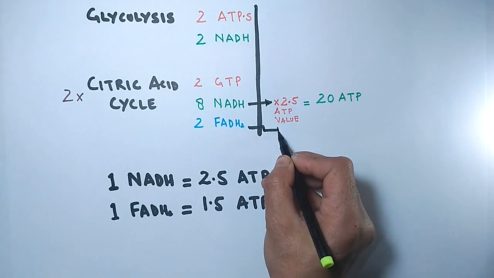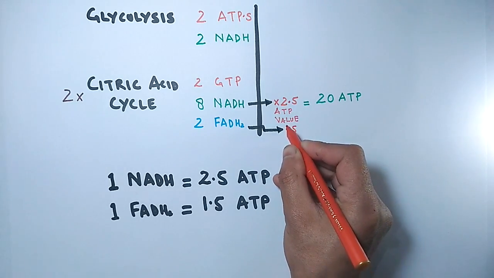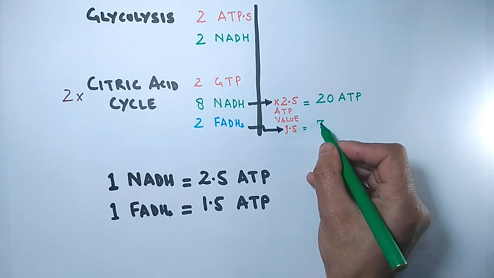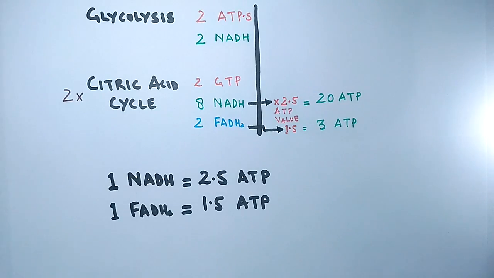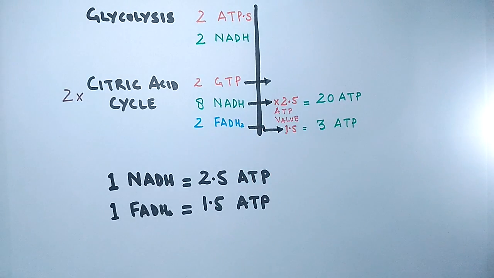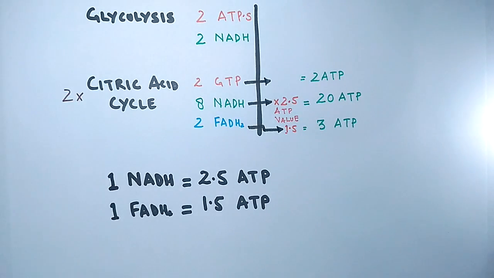Then we also have 2 FADH2 molecules produced in 2 turns of the Krebs cycle, which is to be multiplied by 1.5 ATPs, the value of 1 FADH2 molecule in oxidative phosphorylation. From this we get 3 ATPs, that's 2 multiplied by 1.5 ATPs. And also we have 2 GTPs, since 1 GTP is produced in 1 turn of the Krebs cycle. That means we will get 2 GTPs, and they are equal to 2 ATPs. So this is the energetics of the Krebs cycle.